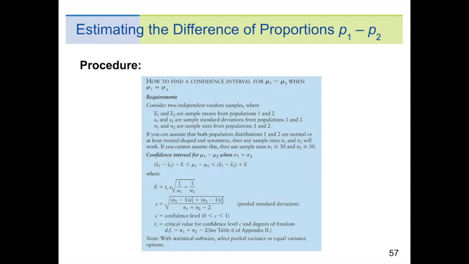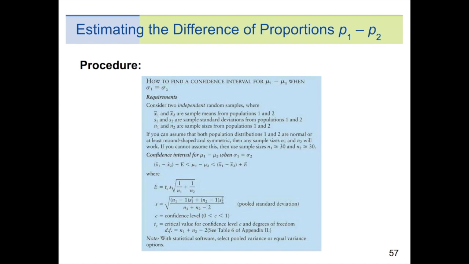And last thing I'm not going to talk too much about, but how to find the confidence interval for mu sub 1 minus mu sub 2 when the standard deviations are the same. So we consider two independent random samples. x bar sub 1 and x bar sub 2 are sample means from populations 1 and 2. S sub 1 and S sub 2 are standard deviations, and n sub 1 and n sub 2 are sample sizes. If you can assume both population distributions 1 and 2 are normal, or at least mound shaped and symmetric, then any sample sizes will work. If you cannot assume this, then use sample sizes where they're both greater than or equal to 30.